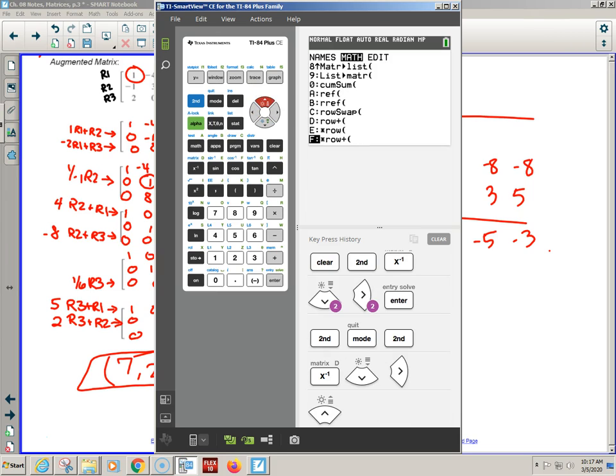I would go up. Oh, that's annoying. I don't know if that really saved much time. REF would get you that back substitution form, but that's annoying. Go all the way if possible, please.